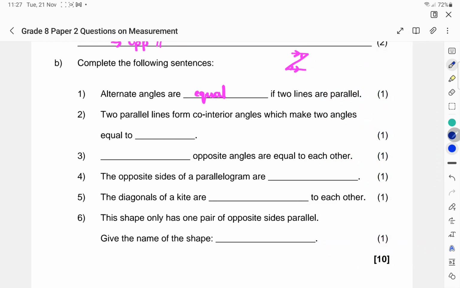Two parallel lines form co-interior angles which make two angles equal to. So two parallel lines form co-interior angles. So if you've got two angles, remember together they will give you 180.